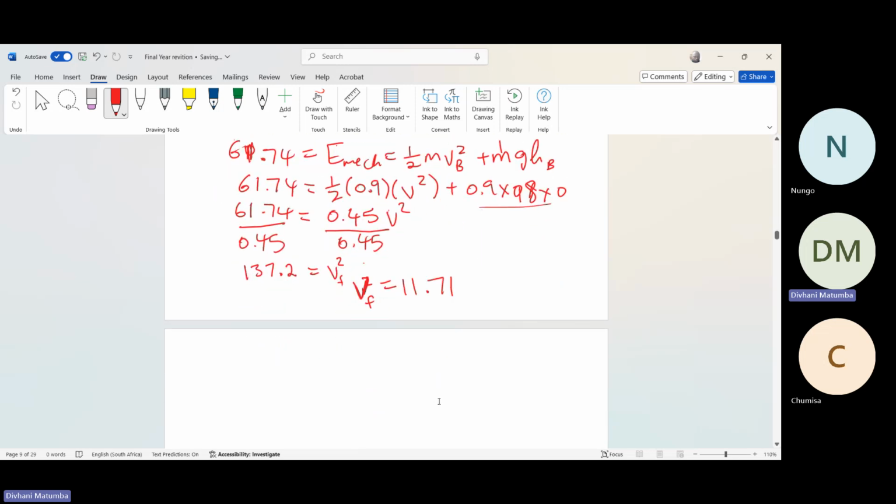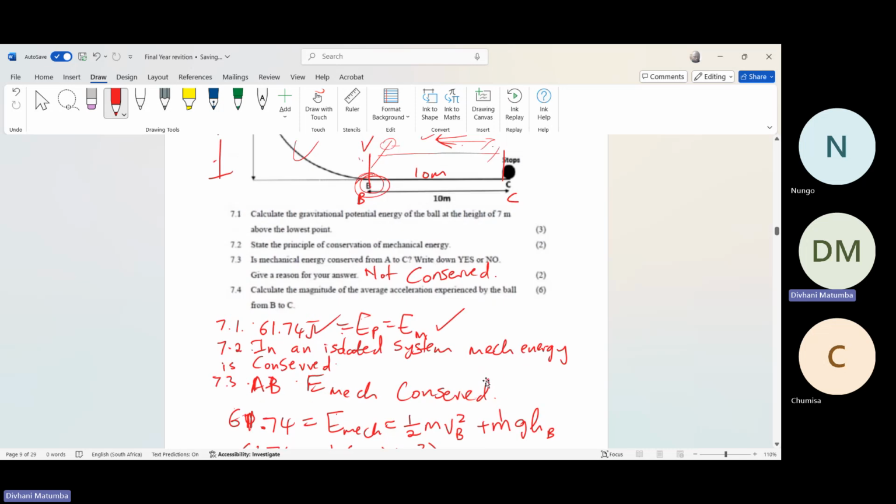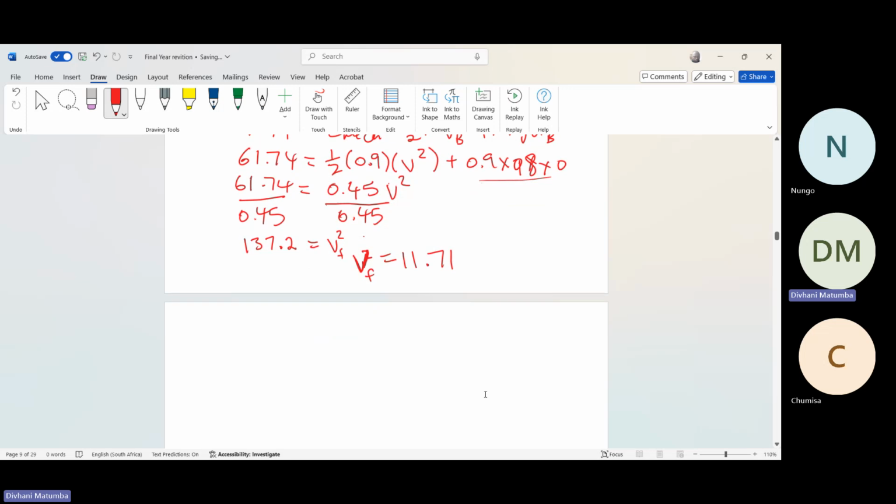Now, we are going to the second scenario. In the second scenario, which is from B to C, our initial velocity will be 11.71. Okay, we have a scenario between B and C. The initial velocity was 11.71. That is V initial.